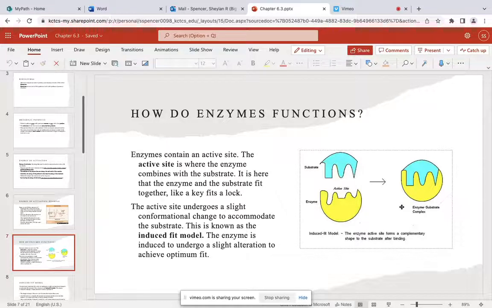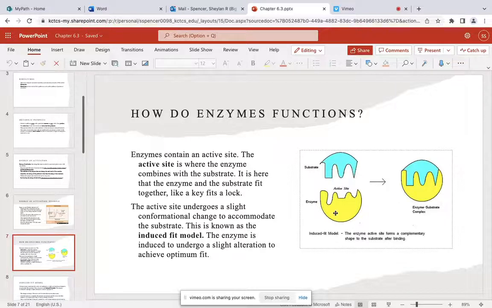Enzymes contain an active site, and we can see here, the active site is simply where the enzyme combines with the substrate. We'll say this is amylase, and we'll say this is sugar. This site right here is where the substrate, for our purposes sugar, is going to combine.